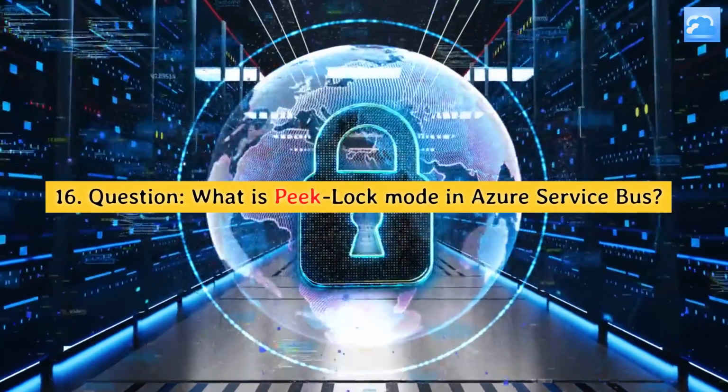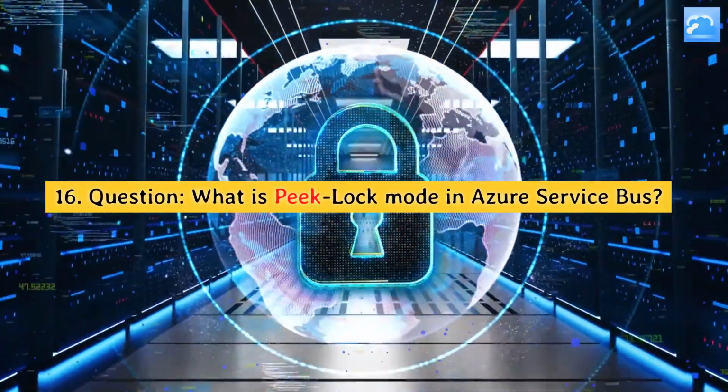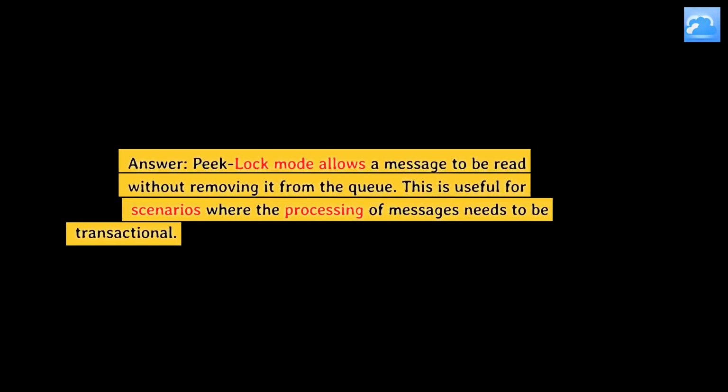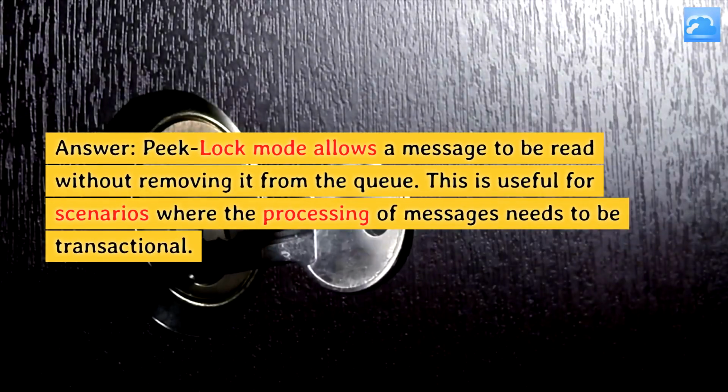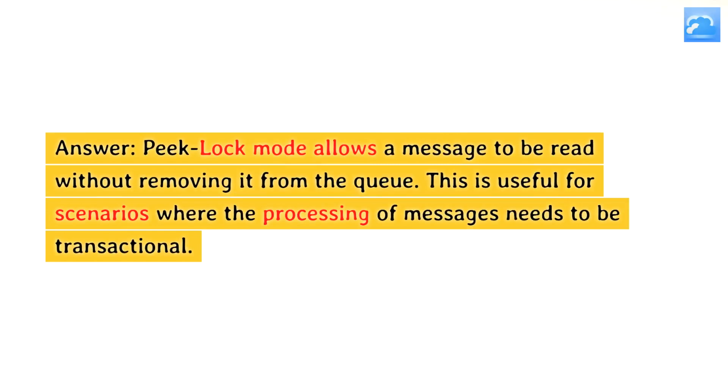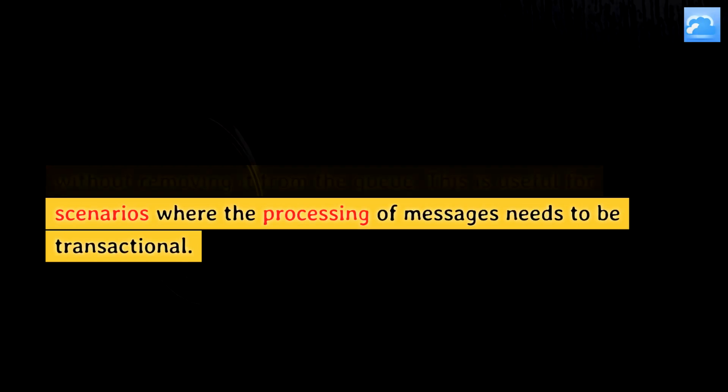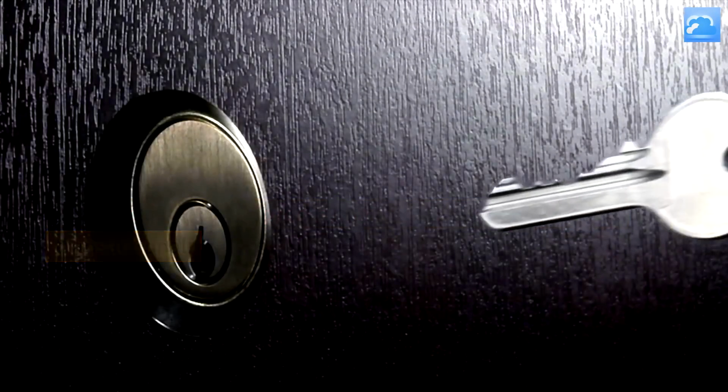16. Question: what is peek lock mode in Azure Service Bus? Answer: peek lock mode allows a message to be read without removing it from the queue. This is useful for scenarios where the processing of messages needs to be transactional.